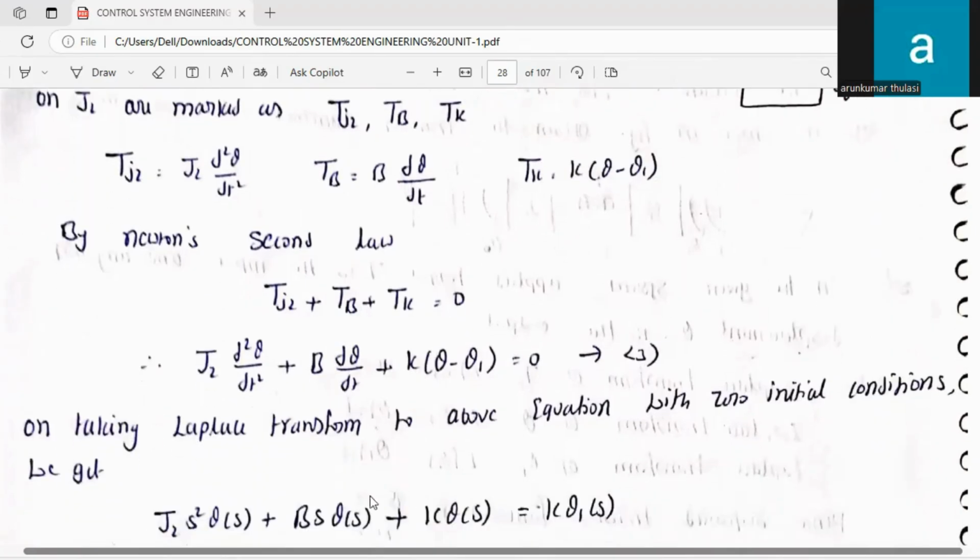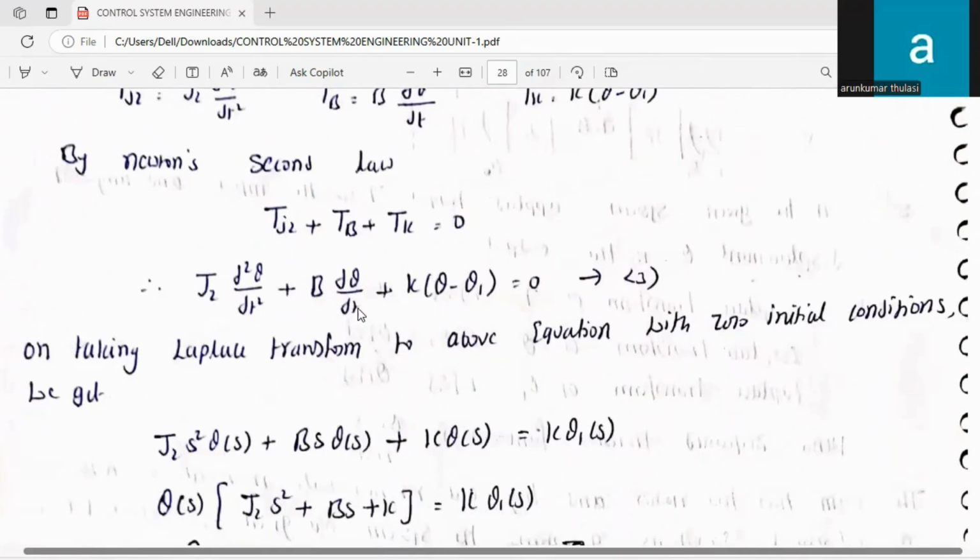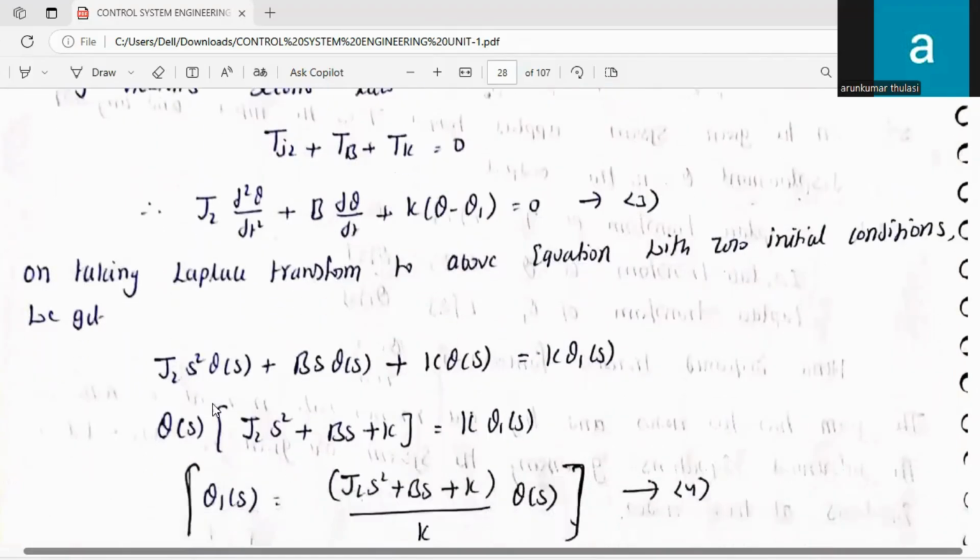Now, on taking the Laplace transform of the above equation, we'll get the equation in the S domain. So instead of the second order differential equation, we will get J2 S square theta of S plus, instead of the first order differential equation, we get S, that is, bS theta of S plus K into theta of S equals K theta 1 of S. So we bring this K into theta 1 of S to the right side. Now, the three terms having the common term theta of S, take it as common. J2 S square plus bS plus K times theta of S will equal K into theta 1 of S.